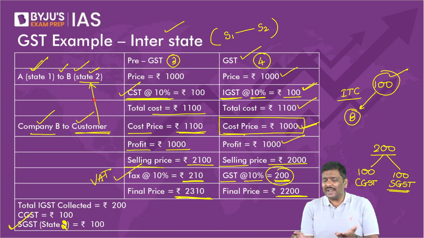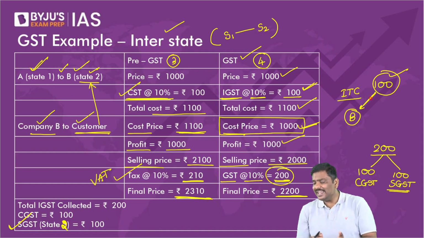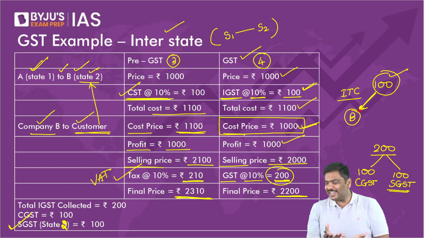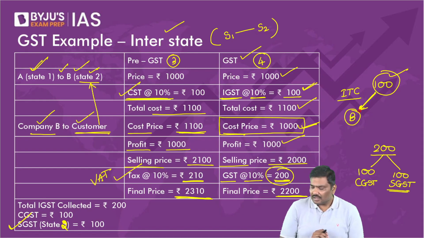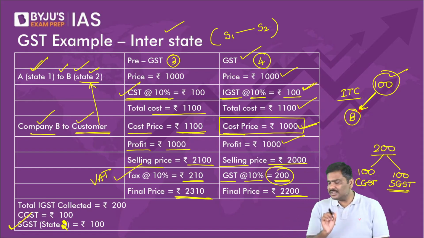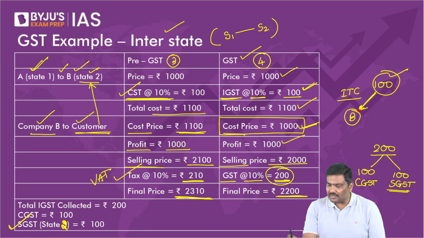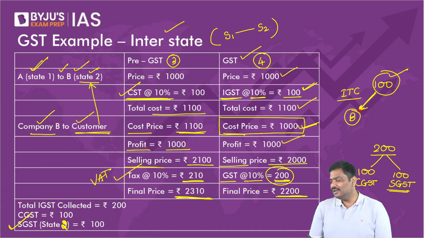IGST will go to whom? My dear, IGST is returned back here. IGST is given back. Right? Please listen to the lecture very carefully. IGST is given to the company B. Input tax credit. Right? You are not listening to the lecture very carefully. IGST is given back to the company B. Right? Done?